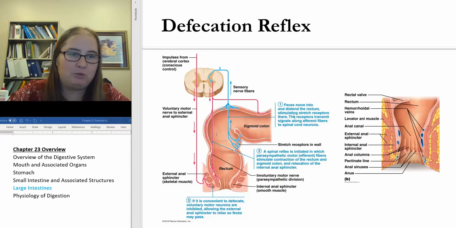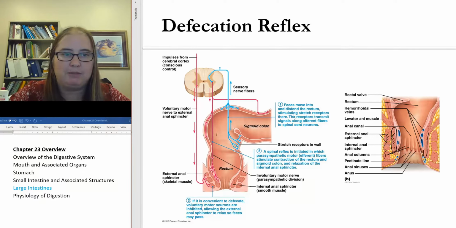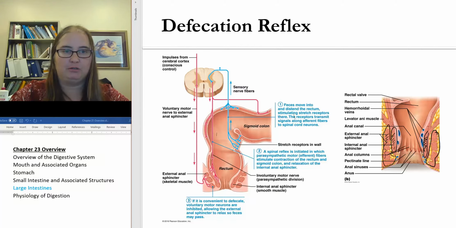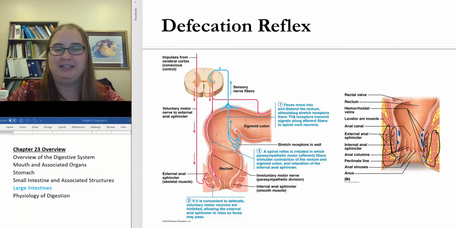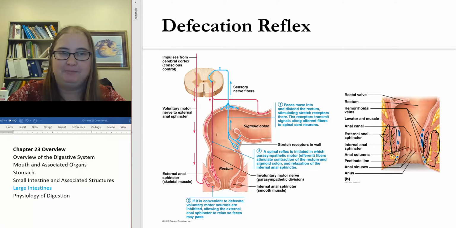I put this image over here just so you can see this little bit of difference. This right here is the internal anal sphincter, and this is the external. The internal is controlled by the parasympathetic. You do not have control over the internal anal sphincter. However, thank goodness, you have control over the external anal sphincter, and that's what ultimately controls the defecation process.